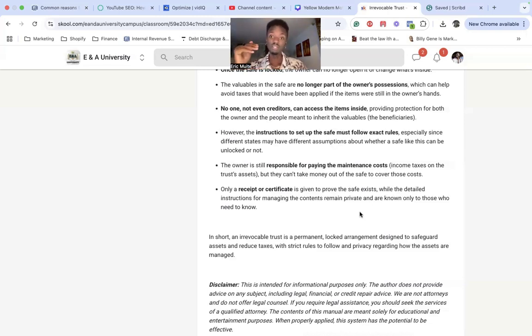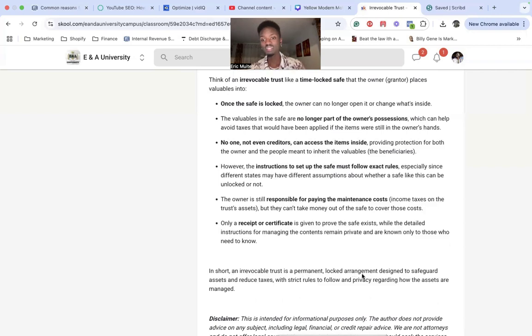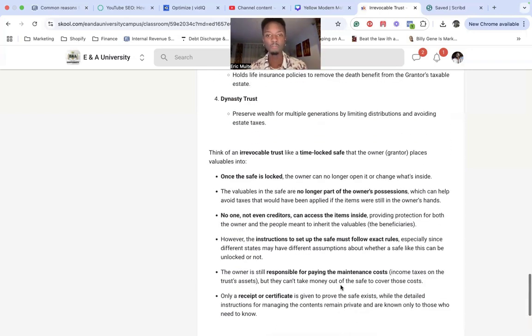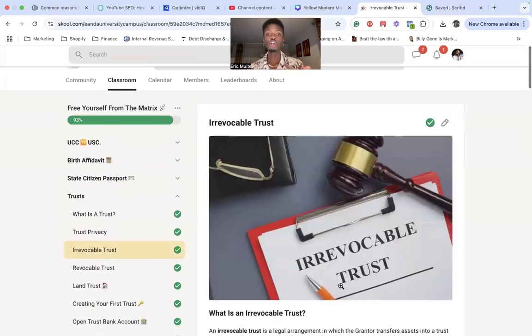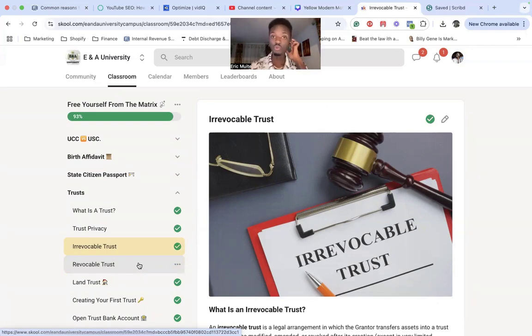And that certificate, basically, it's one you're going to have for all types of trusts, right? Your land, your irrevocable and revocable, right? So, in short, an irrevocable trust is a permanent locked arrangement designed to safeguard assets and reduce taxes, with strict rules to follow and privacy regarding how your assets are managed. So, hence why I encourage a lot of you guys to create a revocable versus an irrevocable, because this is one that if you plan not to, you don't want to deal with any of that stuff and you intentionally know that you want that to be for your child or a significant other, whoever it may be, then irrevocable is appropriate.